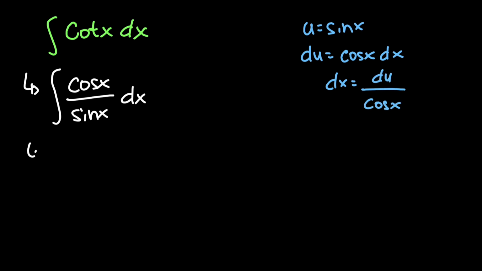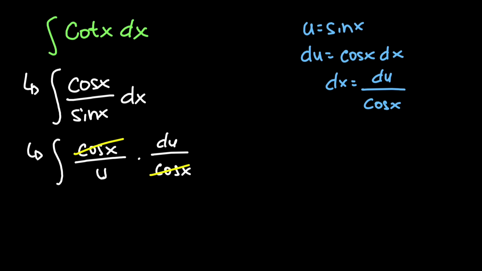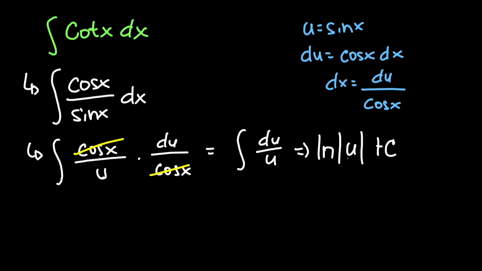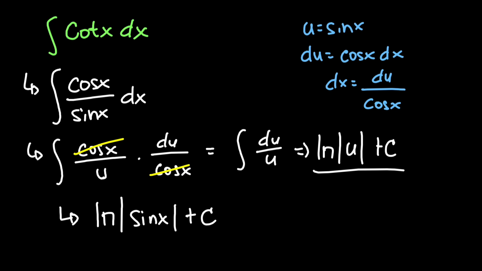And so, rewriting this would be the integral of cosine of x over u multiplied by the value of dx, which would be du over cosine of x. This would cancel. And so, you are left with the integral of du over u. The integral of du over u would be the natural log of u plus c. And so, substituting u into its original form, we will have the answer: natural log of the absolute value of sine of x plus the constant of integration.